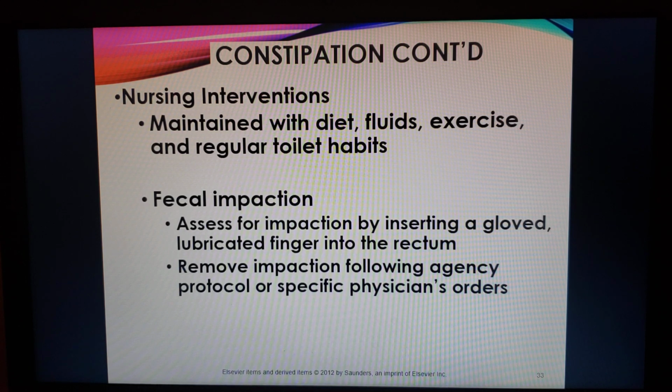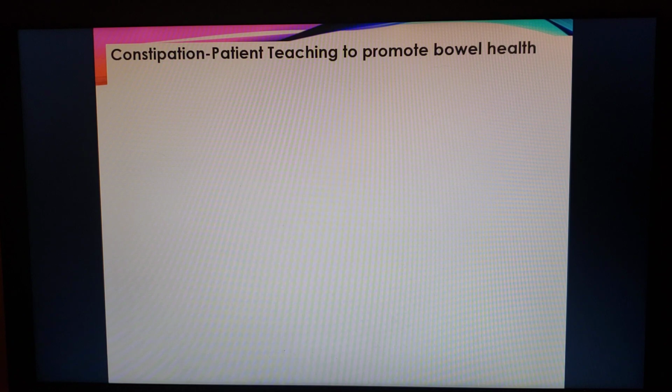Nursing interventions to implement, you want to make sure the patient's diet and fluids and exercise are maintained and that they have regular toileting habits. Oh, here's my fecal impaction. I got a little ahead of myself. Oh, I didn't mention remove impaction following your agency's policy. Next up, we have patient teaching to promote bowel health.